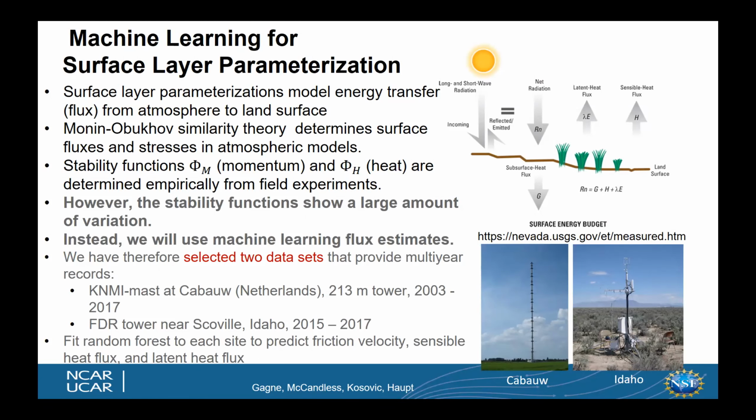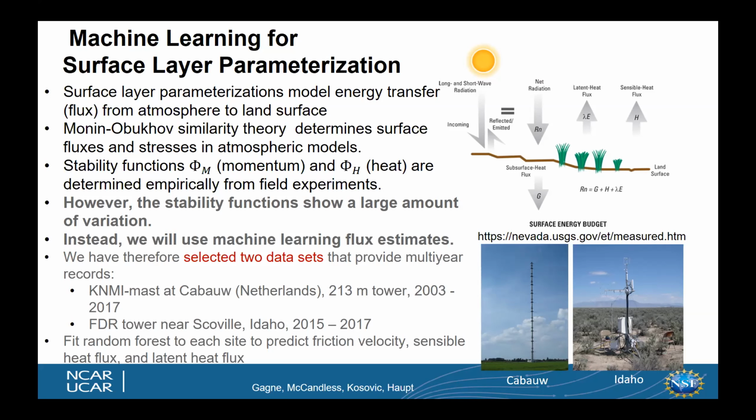parameterizations used is a surface layer parameterization, where we need to parameterize the energy transfer from the atmosphere to the land surface and back and forth. And the traditional way of doing this is using Monin-Obukhov similarity theory. It basically is an empirical method where we know there are certain relationships between variables, but we don't know the coefficients. So the coefficients for MO theory have traditionally been derived from experiments. And most of those experiments have been over flat terrain grasslands.